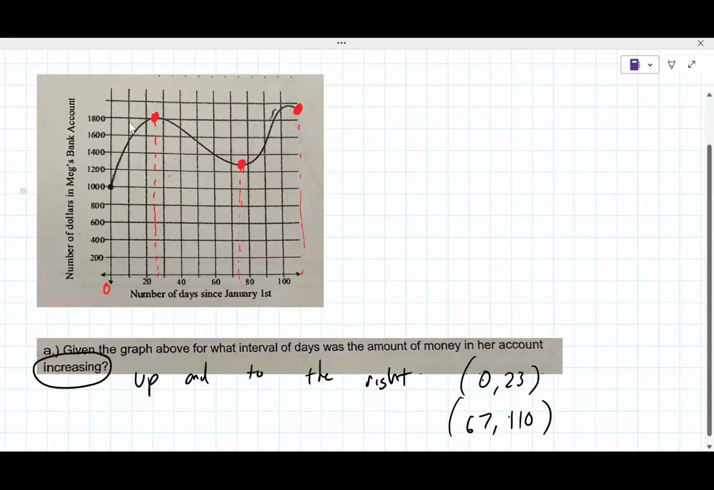So you can even put bigger numbers in the graph too. Sure, why not? So I should write down 0, 23, and 67, 110. Well, more importantly, you should write up and to the right for increasing, so you'll remember it for a future time.